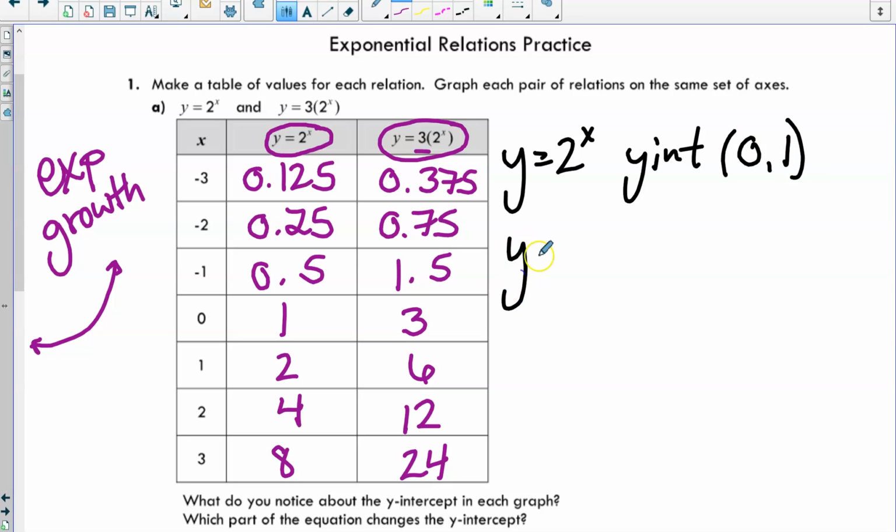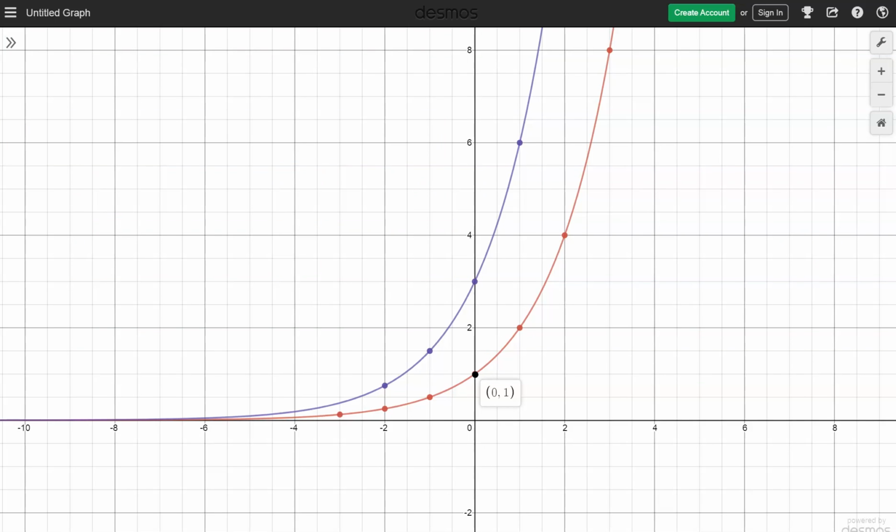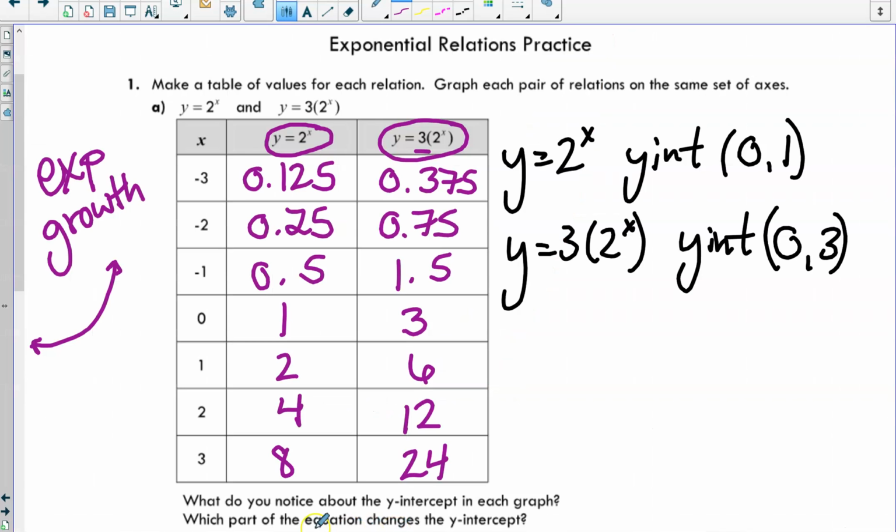Okay, the second equation, so 3 times 2 to the power of x. My y-intercept for this one, again, y-intercept happens when x is equal to 0. So when x is 0, my y is 3. So (0, 3). Or looking at the graph, where does it cross this line? At 3 here.